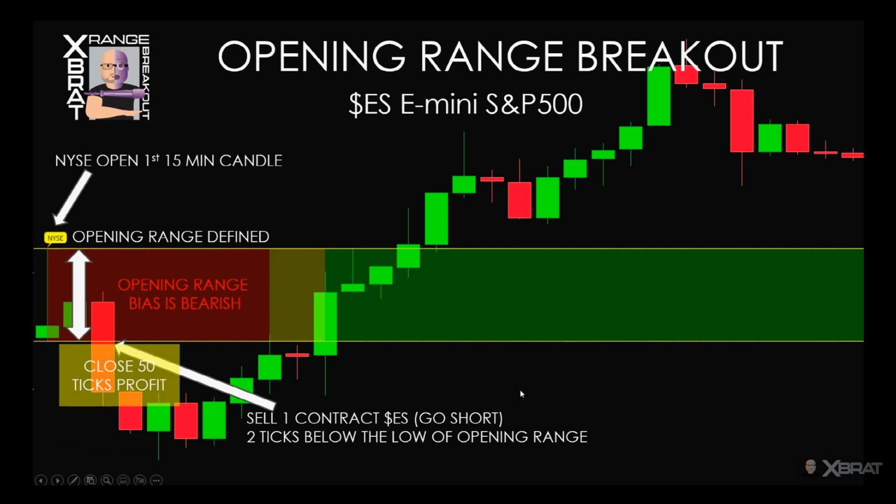And then we don't want to be greedy. Close after 50 ticks, take the profit. Don't be greedy. These breakouts are powerful but don't necessarily continue. 50 ticks on ES is a $600 profit. That's a good trade.